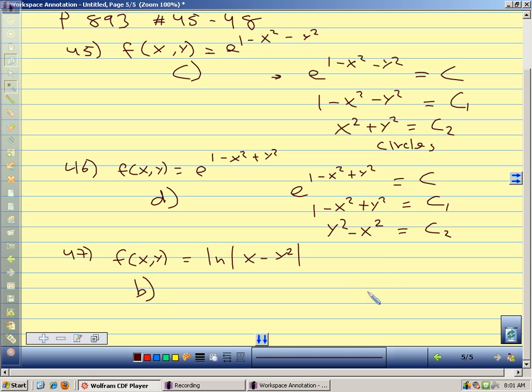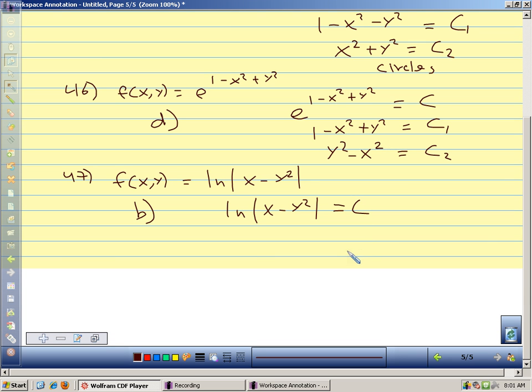And again, Kaylin's correct. If we want to analyze this, we say that the natural log of x minus y squared equals some constant. And this time we do the opposite. We raise e to each side. So we get x minus y squared is some other constant, e to the c, and we get y squared equals x plus or minus some constant.